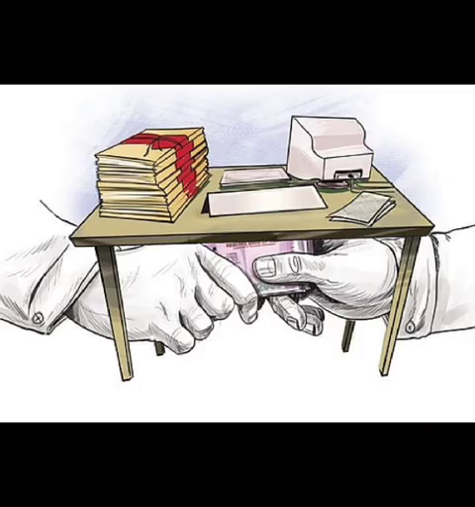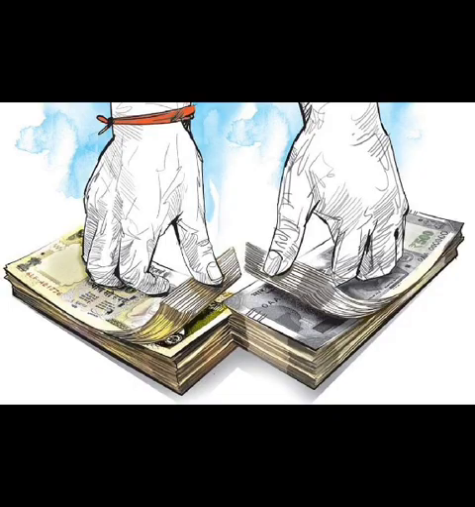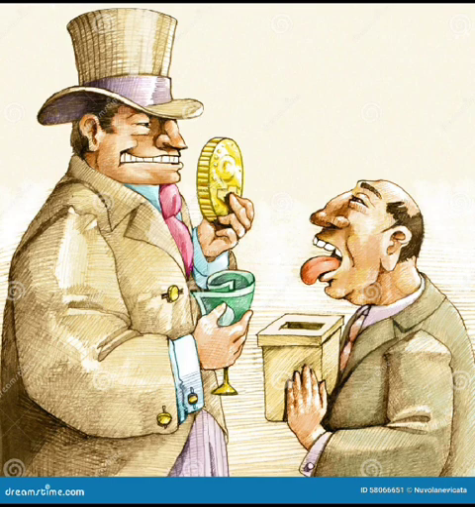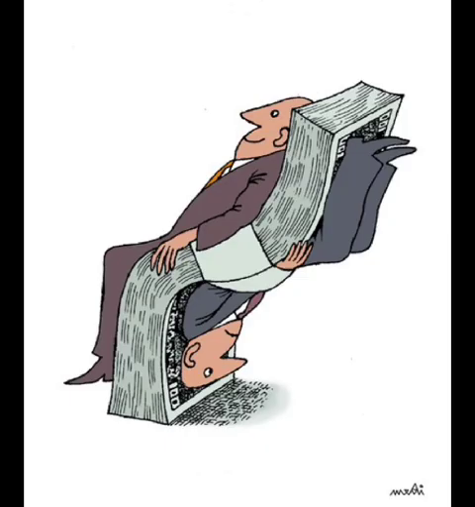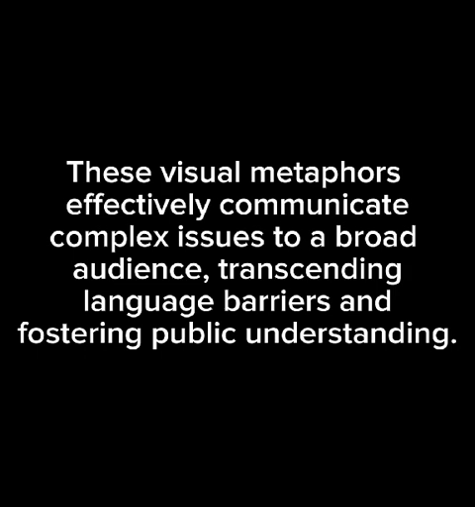Post-independence political caricatures became increasingly sophisticated, reflecting the complexities of Philippine politics. The rise of political dynasties, rampant corruption, and the enduring struggle for social justice have all been recurring themes. Common imagery includes money bags representing greed, rats symbolizing dishonesty, and chains depicting the entrapment of society by corrupt practices. These visual metaphors effectively communicate complex issues to a broad audience, transcending language barriers and fostering public understanding.